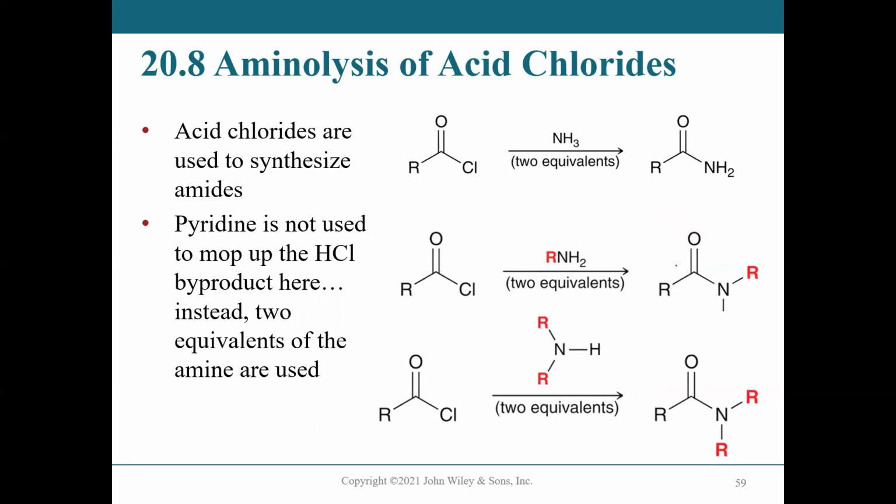So acid chlorides are used to synthesize amides, and pyridine is not used to mop up the HCl byproduct here. Instead, two equivalents of the amine are used.